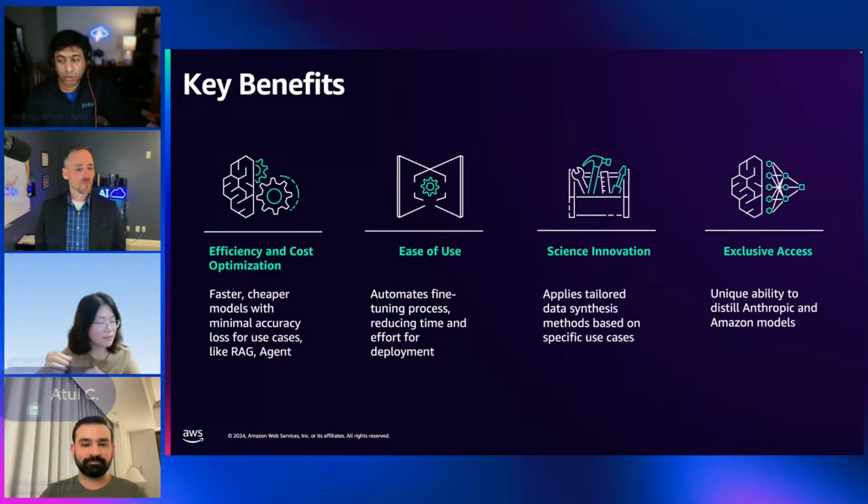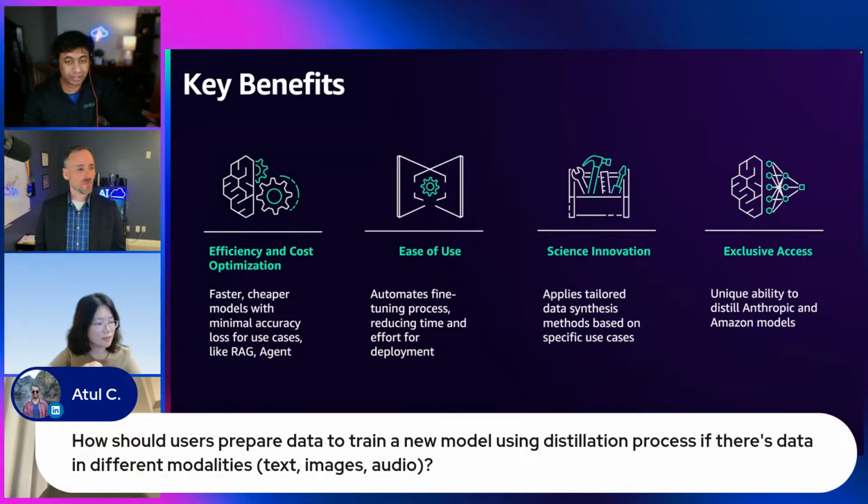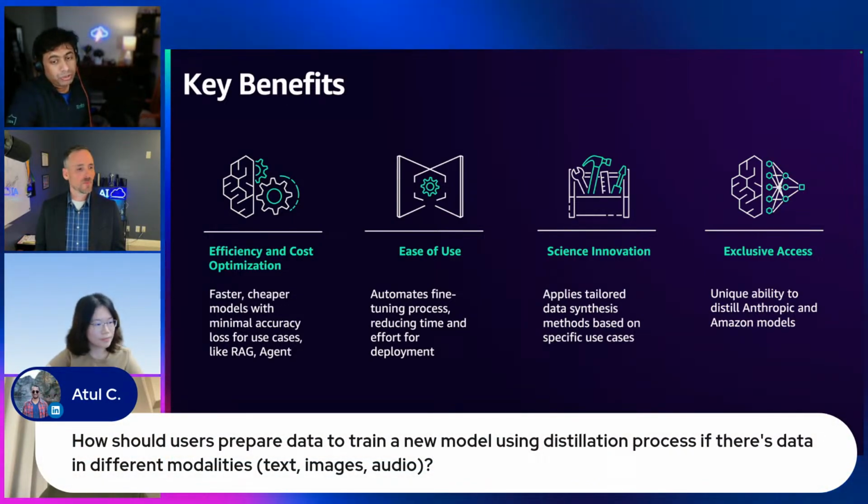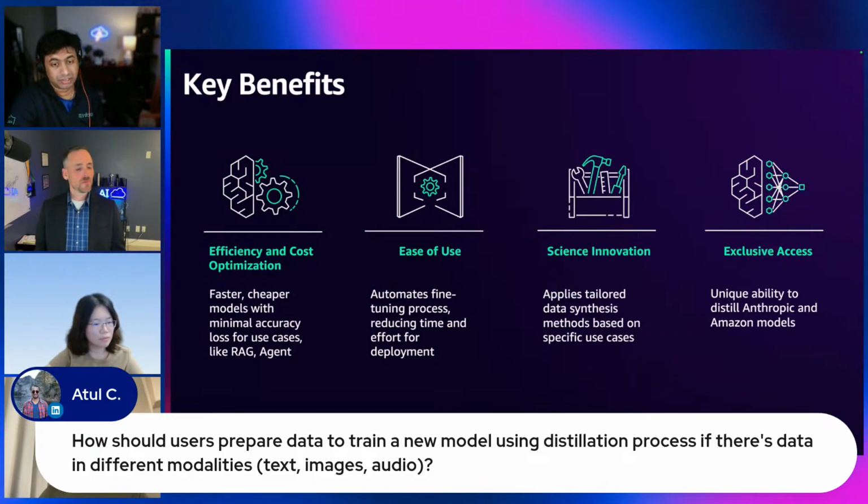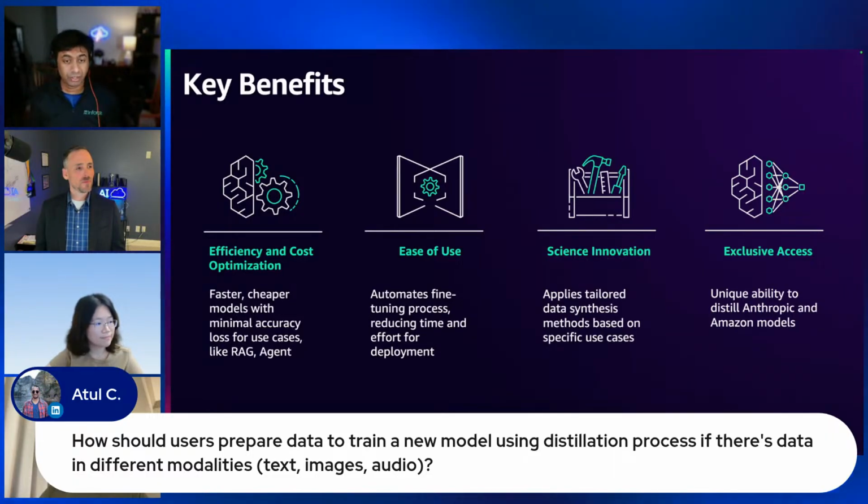So Yanyan, we have a question in the chat that's relevant here. I can bring this up. This is Atul asking: how should users prepare to train a new model using the distillation process if they have different modalities like text, image and audio? Do they do anything different? What process do they have to take?